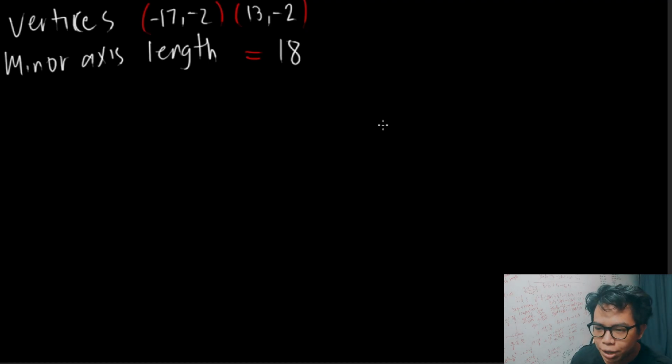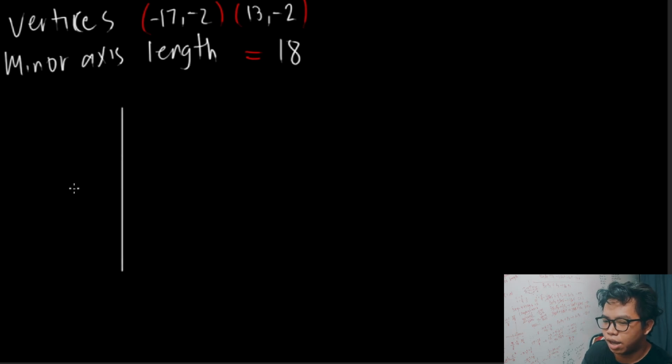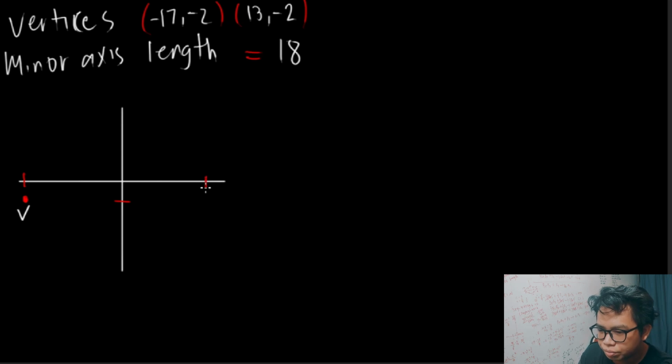Explain ko dito paano hanapin yung standard equation ng ellipse kapag given vertex at saka minor axis. Madali lang to. Vertices: (-17, -2) at (13, -2), tapos minor axis length, 18. Ang unang gagawin, just like any other given, ipa-plot. Nandito yung -17, -2, at yung 13, -2. Ayun yung vertex to vertex.